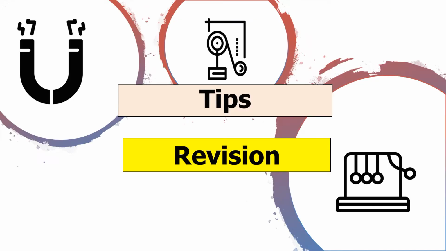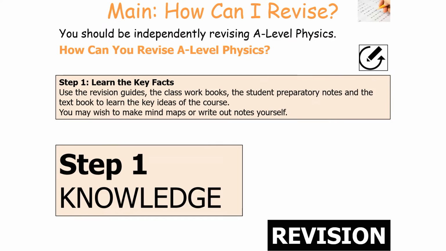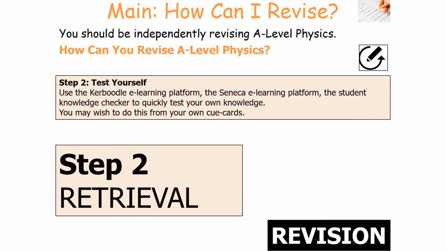So what tips do you have for revision? How can you be independently revising your A-level physics? The first step is always to use your revision guides, class workbooks, prep notes and textbook to learn the key ideas of the course, learn the key facts. You might want to do this by making mind maps or writing notes out yourself. The second step will be to test yourself. Use things like Caboodle, Seneca and knowledge checkers to quickly test your own knowledge, and you might want to do this by making your own cue cards.